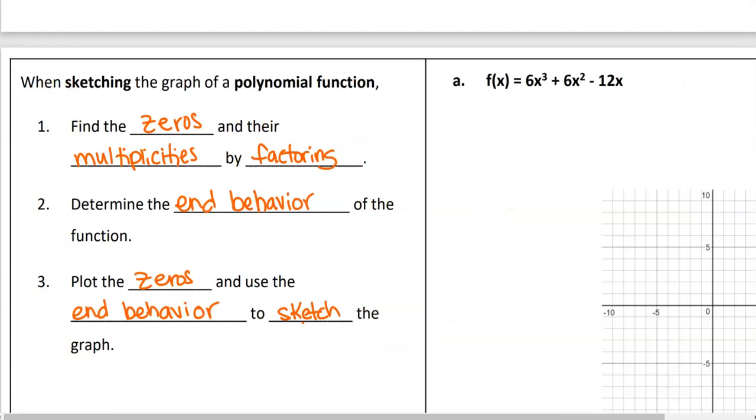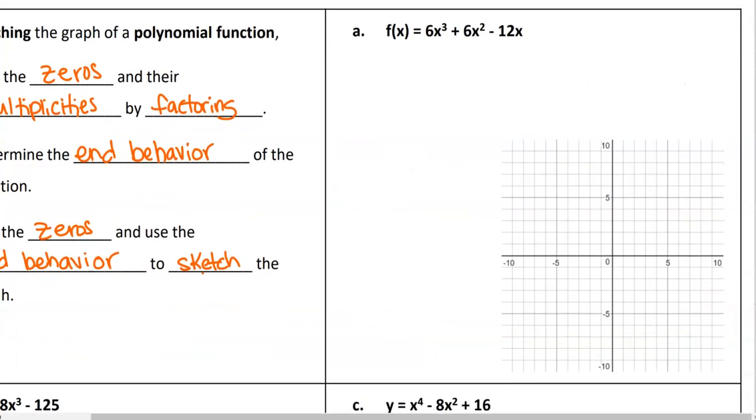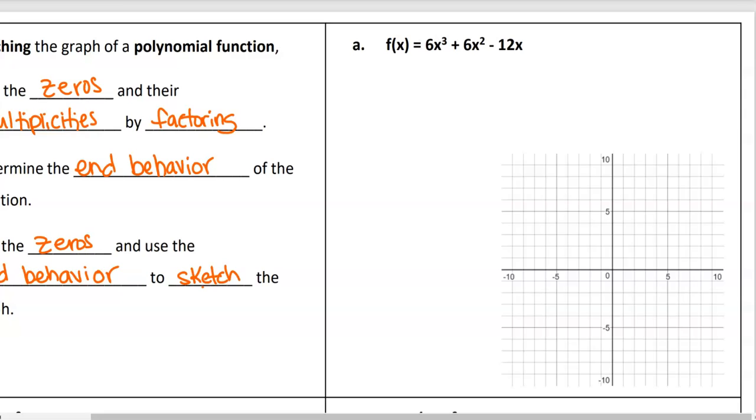Okay, let's do A. 6x cubed plus 6x squared minus 12x. Going back to yesterday, how can we solve for the zeros first? Factor out 6x, good, from everything. So we are left with x squared, we're left with an x, and we're left with a negative 2.